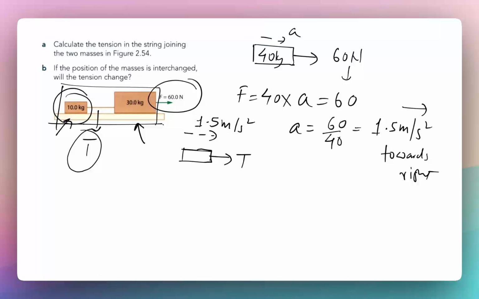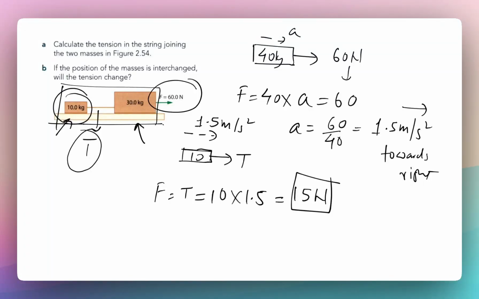And this is the tension which is pulling this block towards right. So we can write F equal to m a for this, right? So F, which is equal to tension, is equal to mass 10 into the acceleration 1.5. And that is going to be 15 Newtons, okay? So my tension is 15 Newtons, in part A.